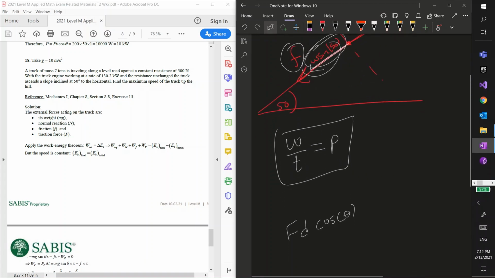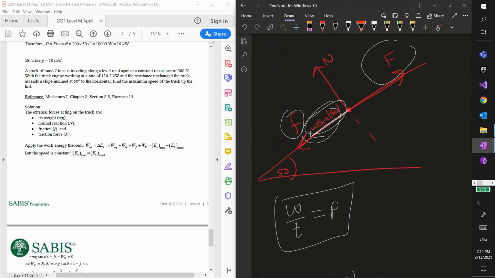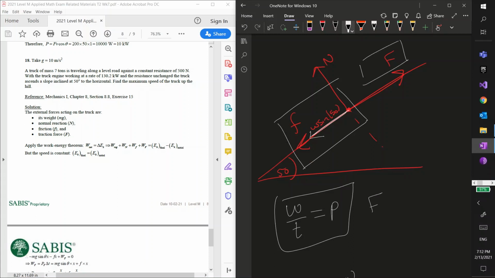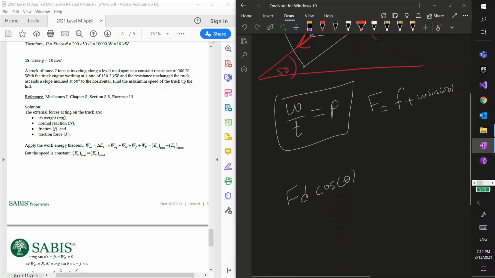As you can see, we're going to assume that the velocity is constant. That means there's no acceleration. The question doesn't say it, but you always assume it. If there's no acceleration, we use Newton's first law, not Newton's second law, right? So F minus friction minus weight sine 50 is equal to 0. In other words, F is equal to friction plus weight sine 50. So now our force is this. Let's substitute friction plus weight sine 50.